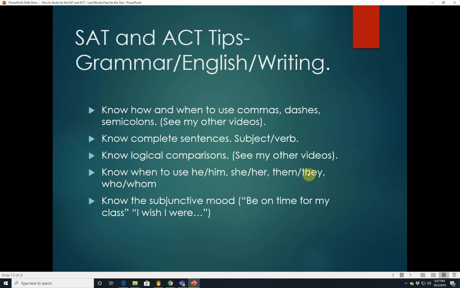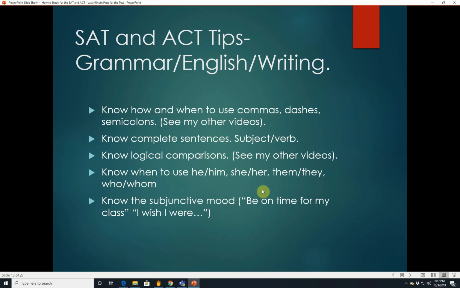Know when to use he/him, she/her, them/they, who/whom. Basically, them and they do not work for singular pronouns. Even if you want something that's not gender specific, you have to say he or she or him or her, his or her, get it? And whom is the object, for whom the bell tolls. From whom did you receive that ticket? Who is at the door. So you use who where you could use he, and you use whom where you could use him.